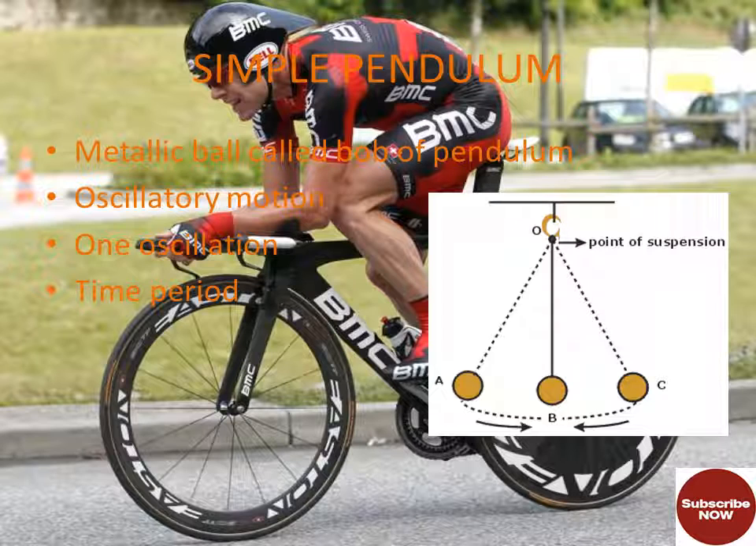So it completes one oscillation. This is oscillatory motion, and the time required by a pendulum to complete one oscillation is its time period. You have to remember them. They are easy to remember.